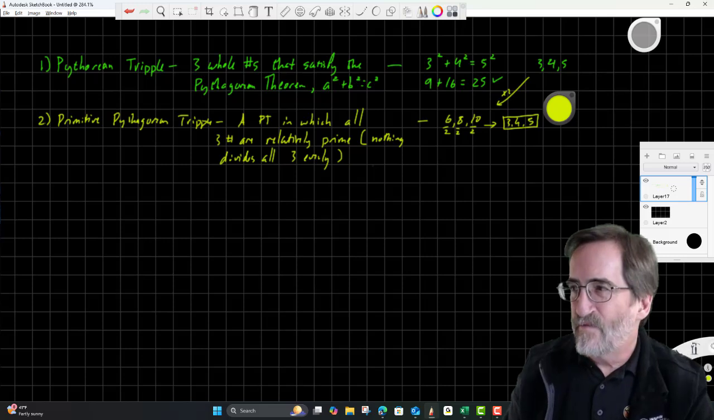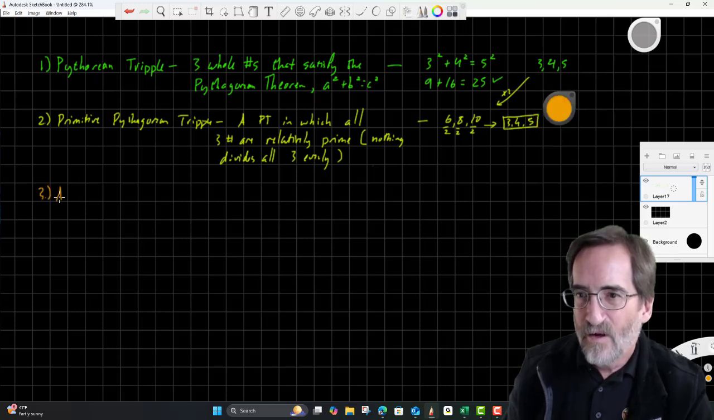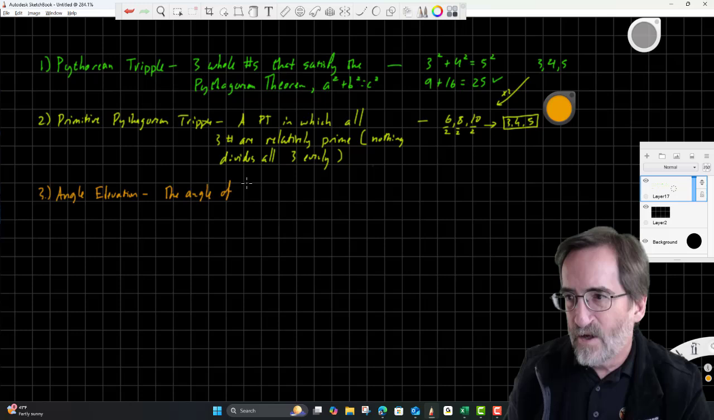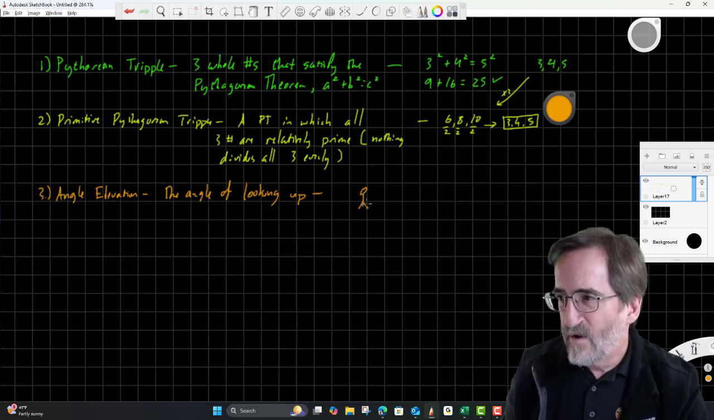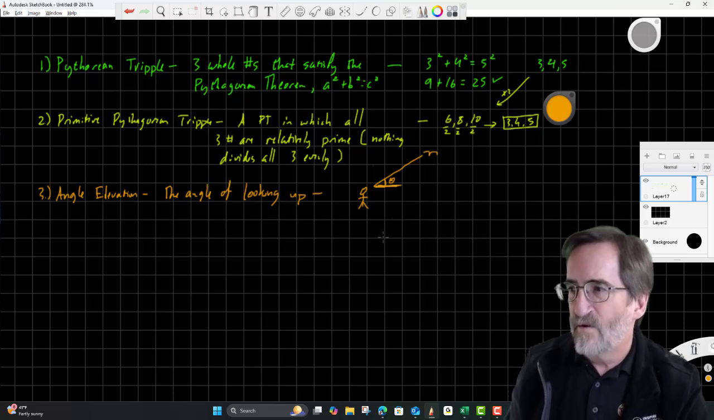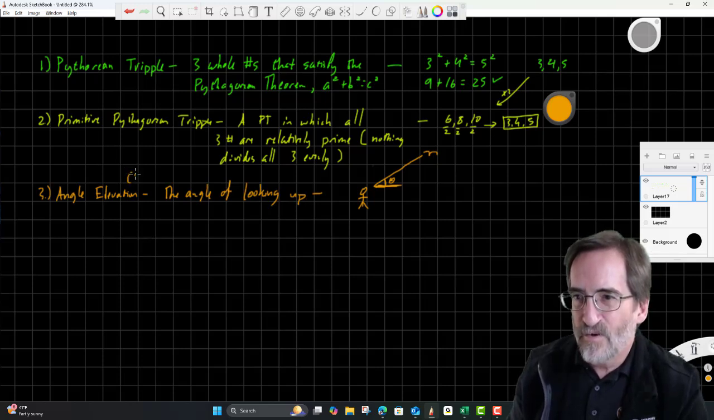Next word, angle of elevation. Number 3. Angle of elevation, also called the angle of inclination. The angle of looking up. So if we've got a guy down here looking up at a bird, the angle of elevation is the angle between the horizontal and the line he's looking along. Call it theta. That's the angle of elevation. Also called the angle of inclination.